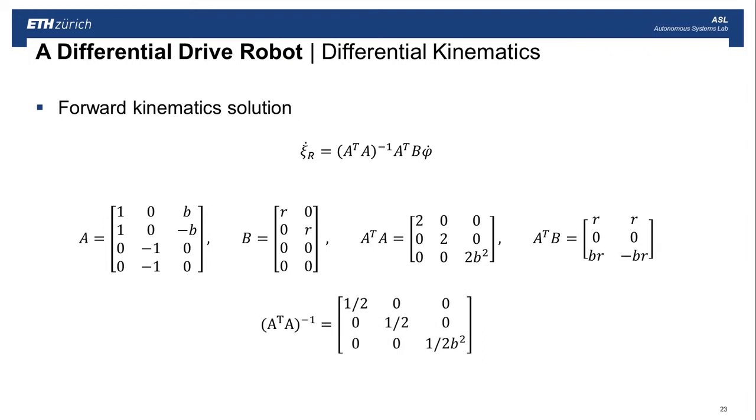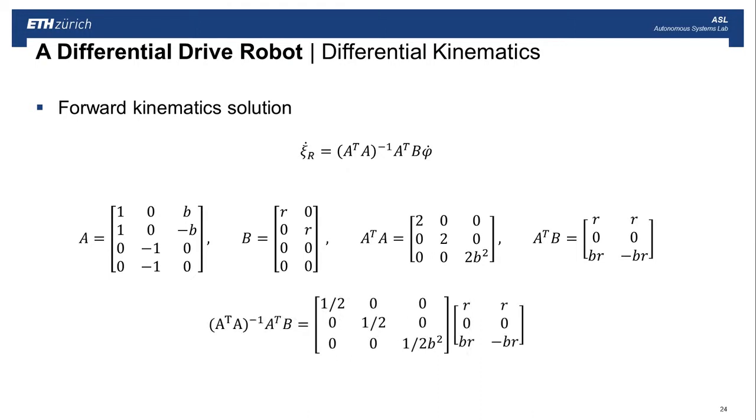The next thing is to do this A transpose A inverse. And because this is a diagonal matrix, it's really simple to do the inverse. So I just take 1 over the element on each diagonal. So 1/2, and 1 over 2b squared.